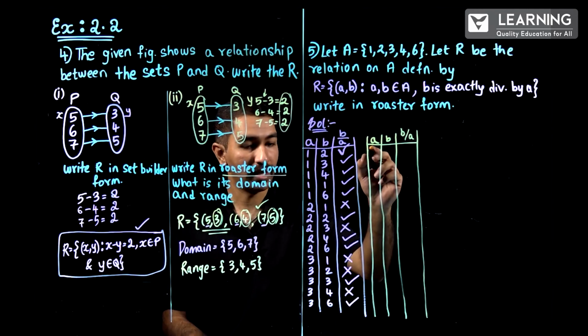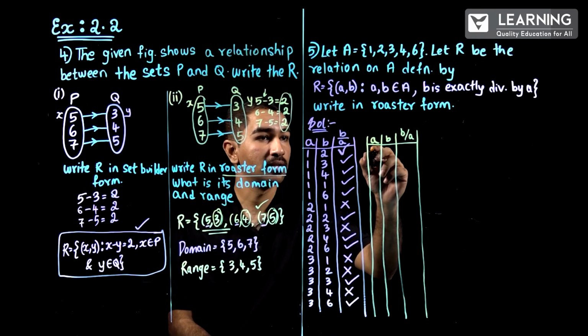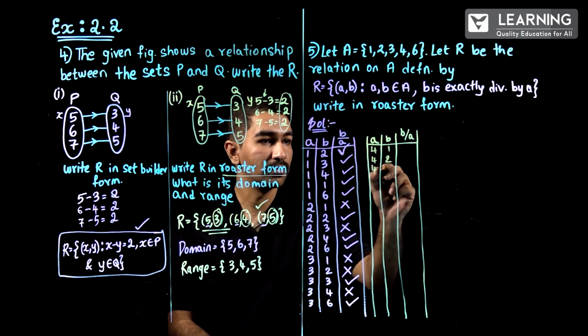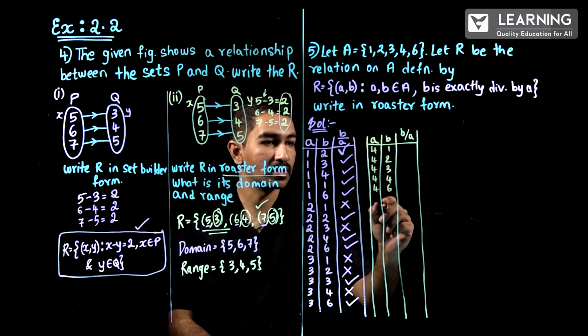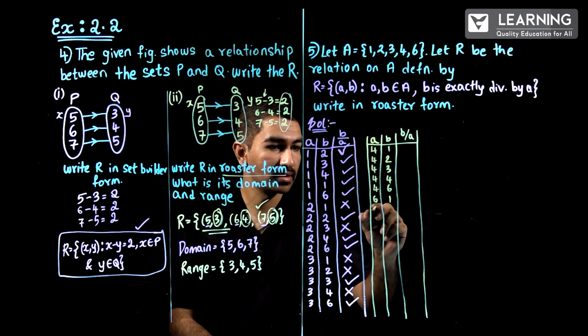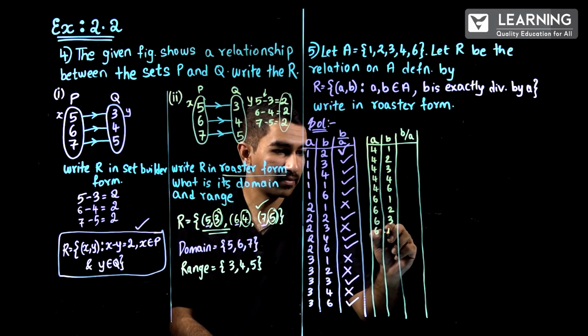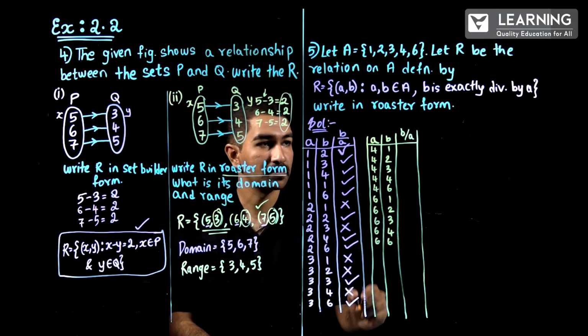Okay, so after 3 what do we have, students? 4. So 4,1, 4,2, 4,3, 4,4, 4,6. Next we have 6. 6,1, 6,2, 6,3, 6,4, 6 and 6.